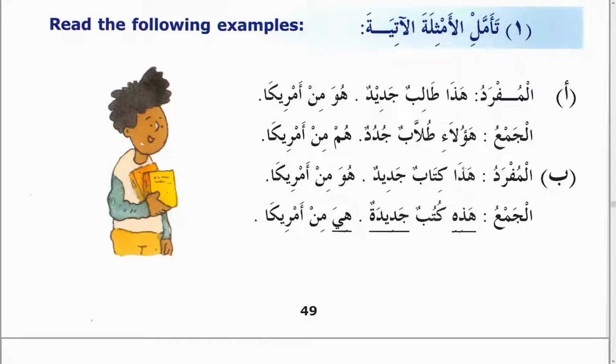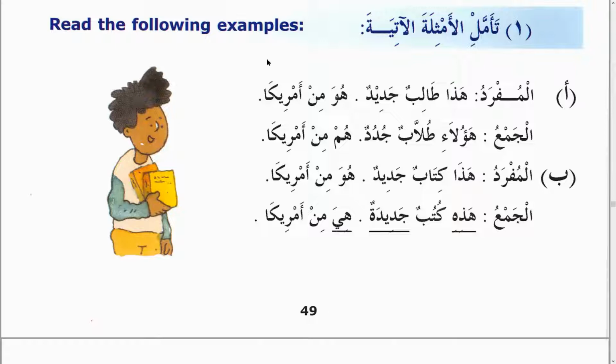Now, singular. Hada kitabun jadidun. This is a new book. Huwa min America, it is from America. Right? Simple. Haza is the same, right? Haza is the same here. Jadidun is the same here. And Huwa is also the same. Right? Because there's no "it" in Arabic, so we have to use Huwa, right? Because we look at the thing, kitab is Huwa, because it's not feminine, so we don't say hiya.